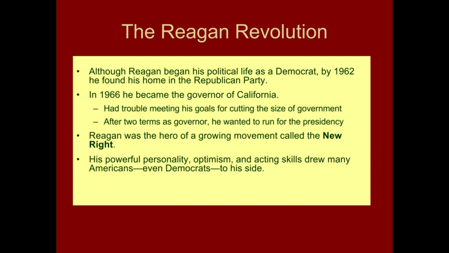The Reagan Revolution. Although Reagan began his political life as a Democrat, by 1962 he had found his home in the Republican Party. And as I mentioned, in 1966, he became the governor of California. Interestingly enough, it was Richard Nixon who had run for the California governorship in 1962 and lost.